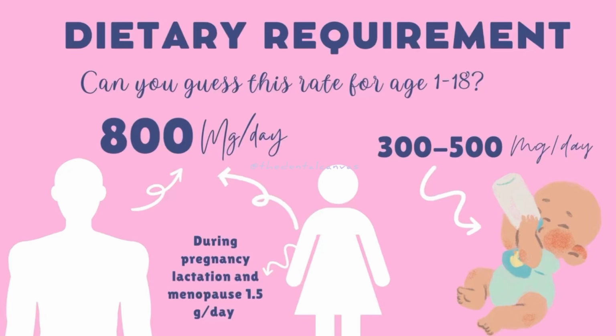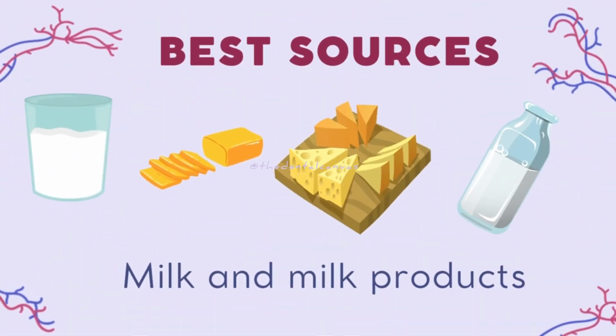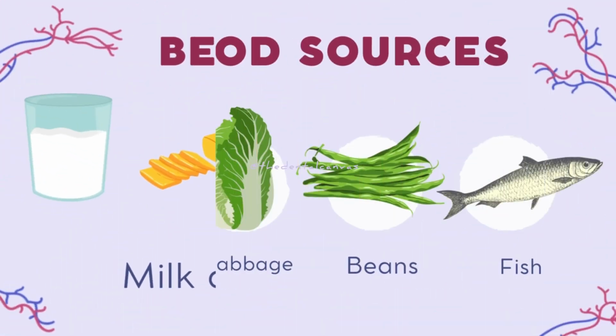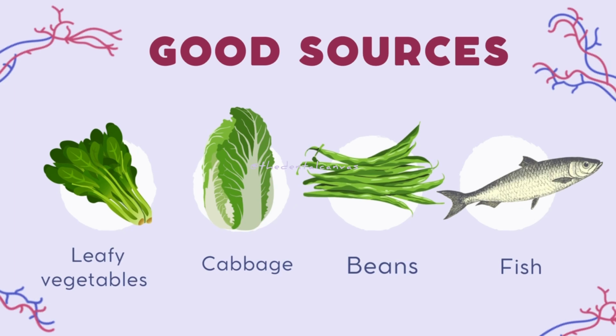Just add a little note that it is 1.5 grams per day when the woman is during her pregnancy or lactation period. The best part comes as the best sources and good sources. Best sources will be milk and milk products. Good sources are all the greenies like vegetables, beans, cabbage and so on.